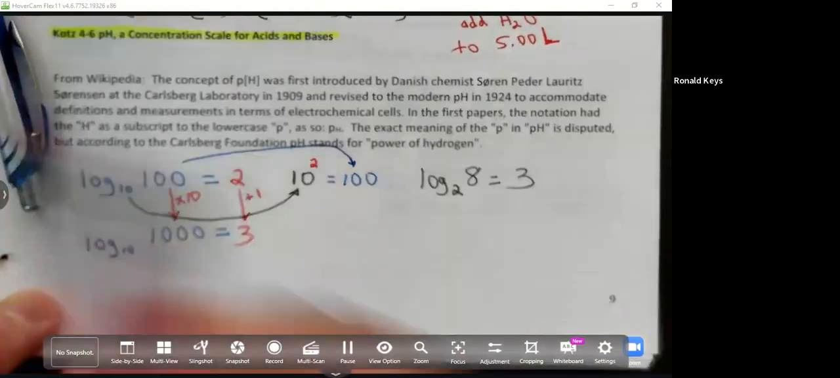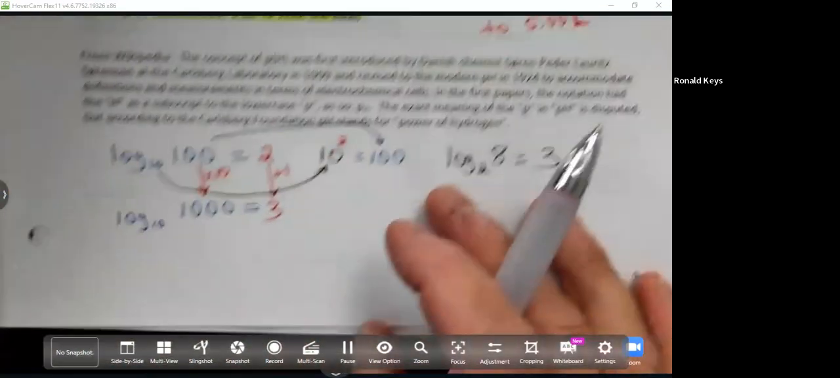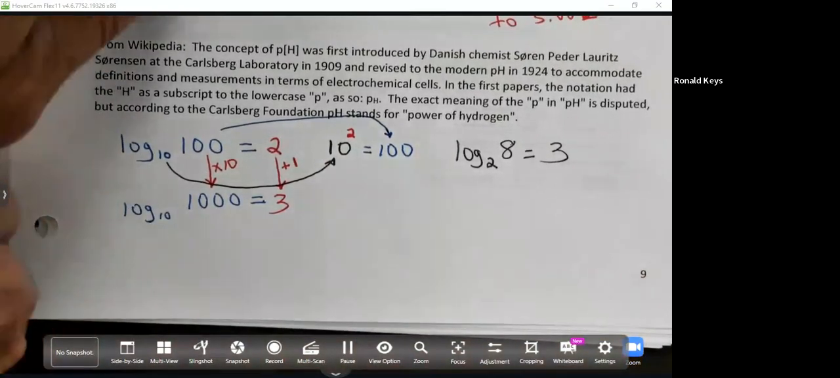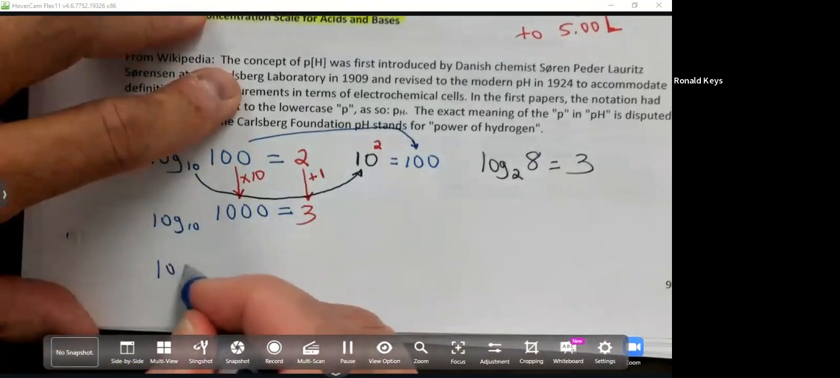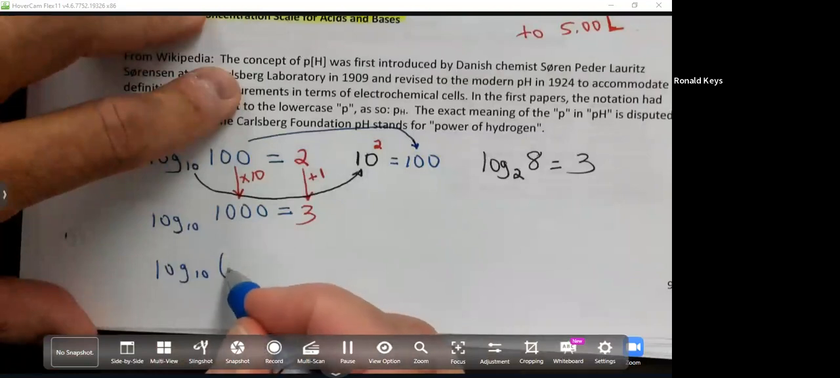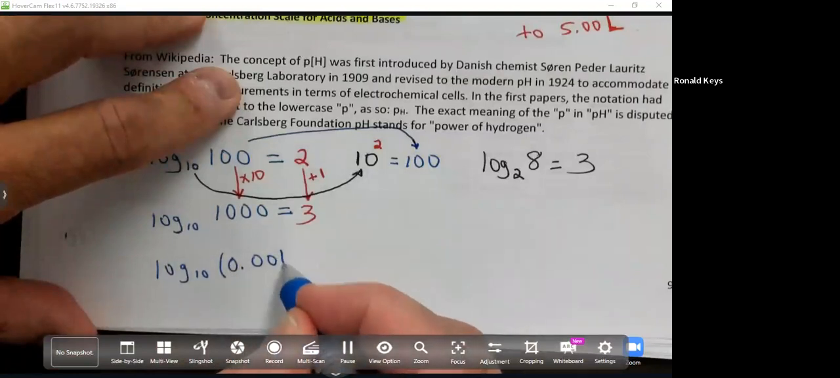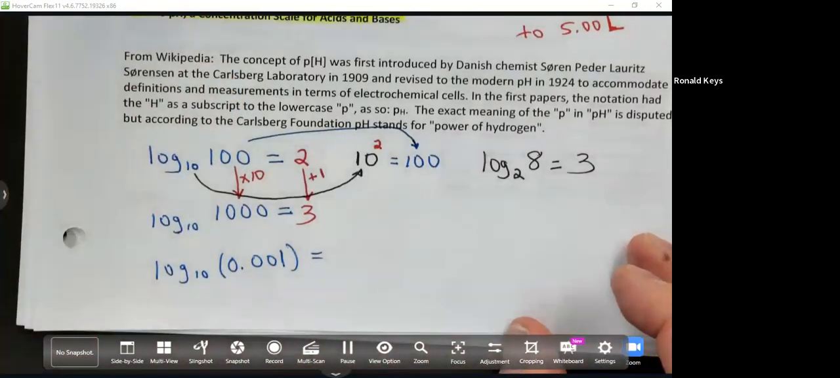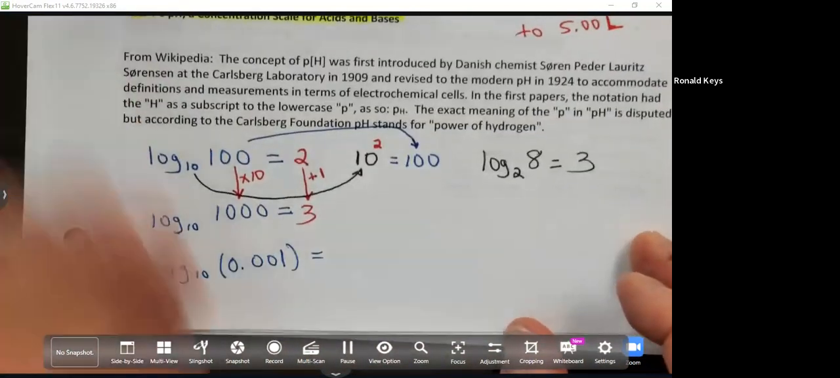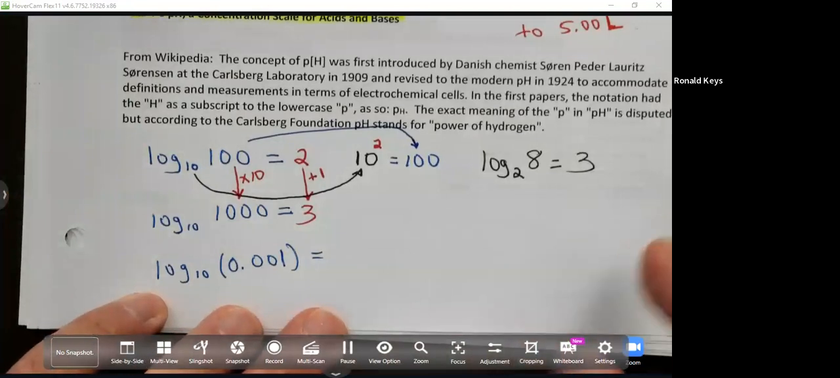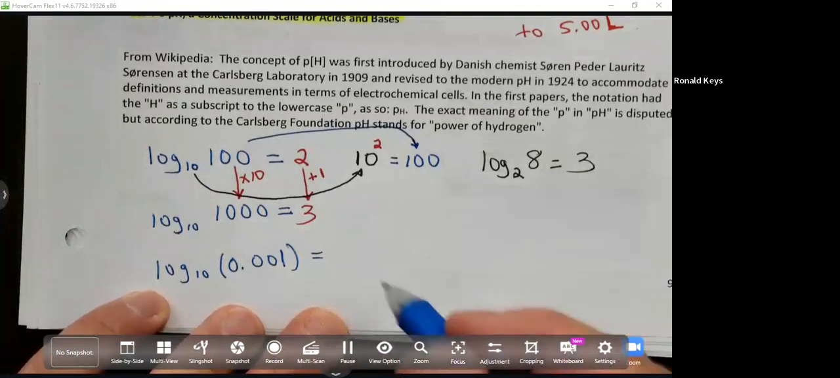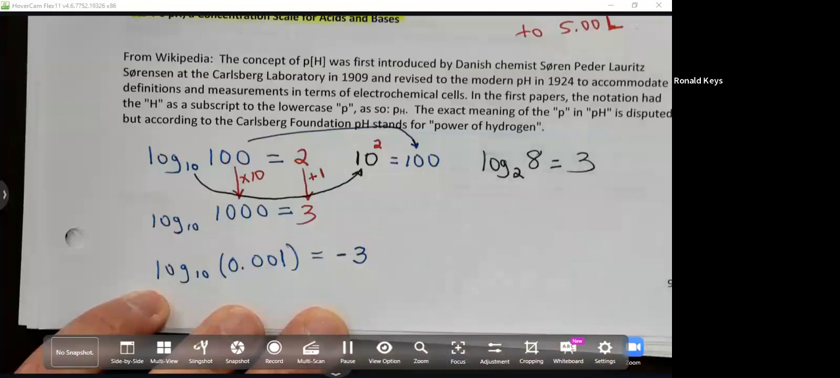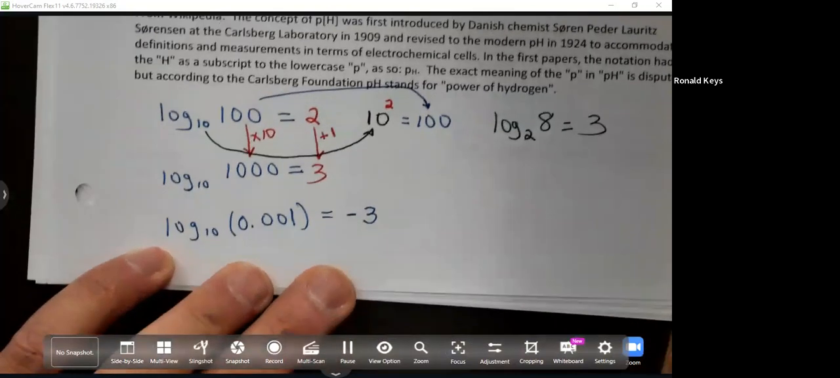However, we are not going to have any numbers like this. We're going to have negative numbers. So we can have log base 10 of a number like this, 0.001. And log base 10 of 0.001 in your calculator will return an answer of -3, right? -3.